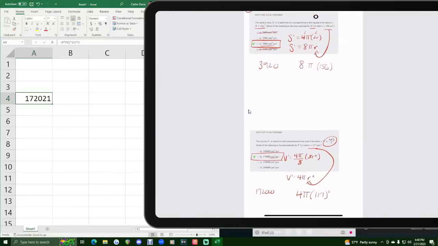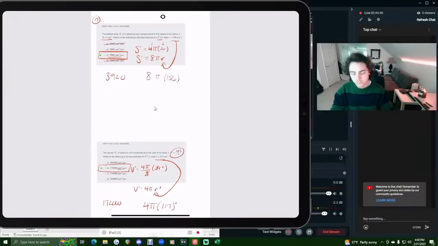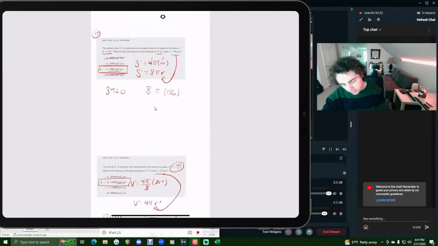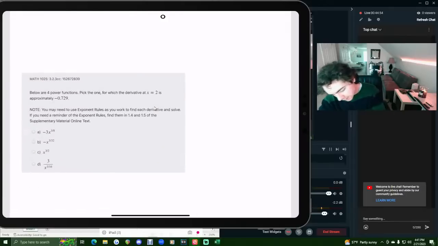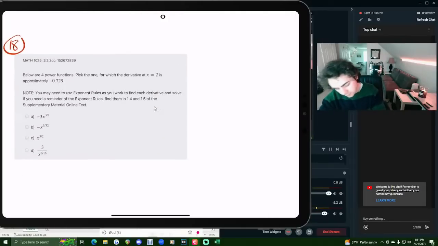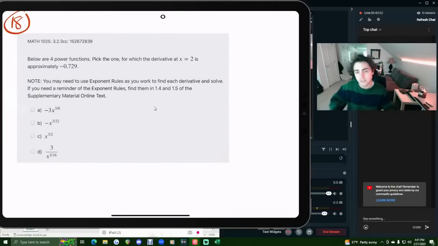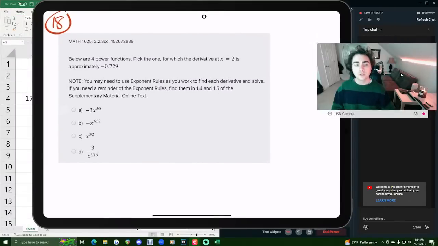So that was a glimpse at both of those here. We had the surface area, we had the volume example. That is what we called 17. So here's number 18. I told you we're doing a lot of problems today. A lot of good stuff. So this one is a doozy sometimes. They say below are 4 power functions. Pick the one for which the derivative at x equals 2 is approximately negative 0.729.